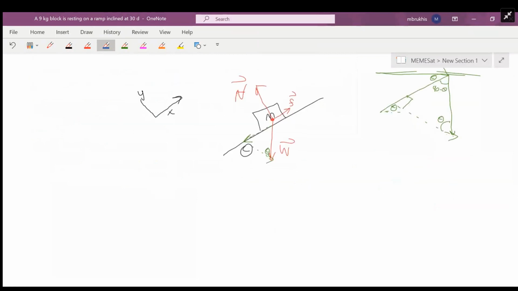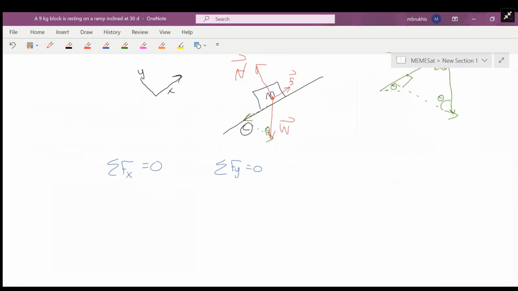Newton's second law says that force is equal to mass times acceleration. Nothing's accelerating, so the sum of the forces in total is equal to 0. Which means the sum of the forces in the x direction is equal to 0, and the sum of the forces in the y direction is equal to 0. The normal force points along the y direction, so we're only going to worry about that one for now.